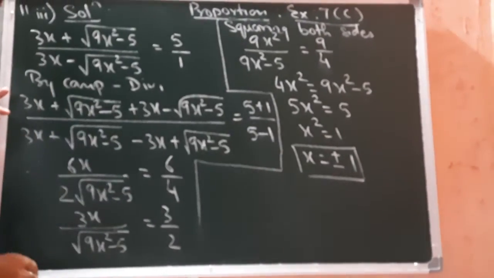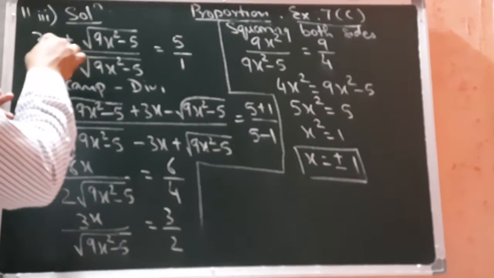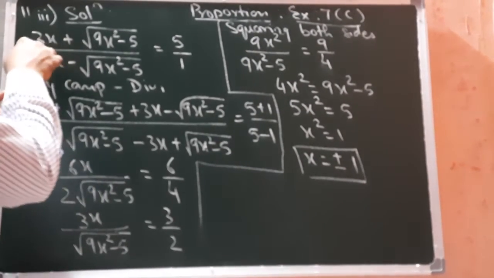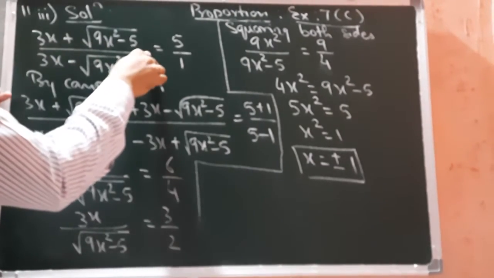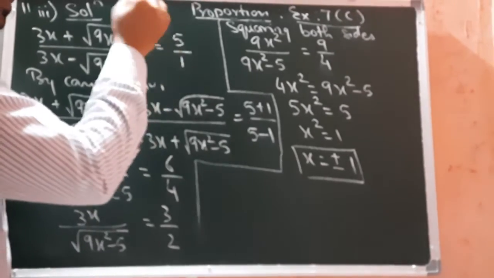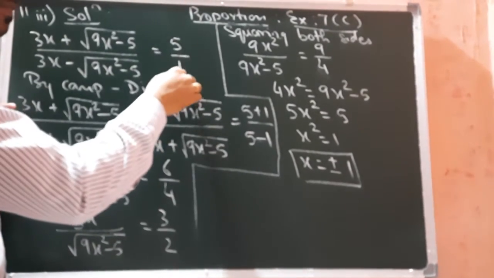Using the properties of proportion, we have to solve and get the value of x. We have (3x + √(9x² − 5)) / (3x − √(9x² − 5)) = 5. So 5 can be written as 5 upon 1.